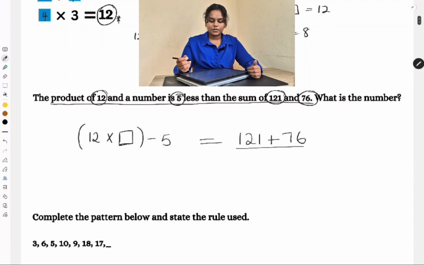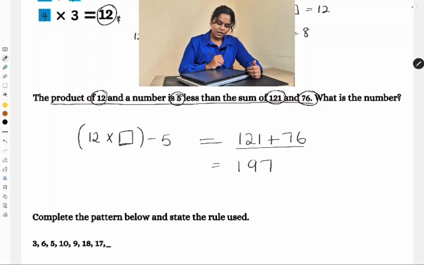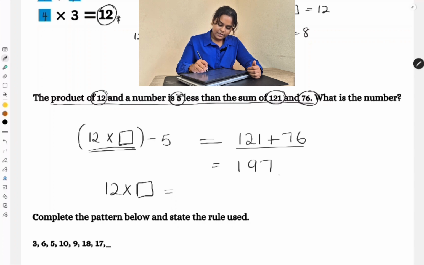So if we add 121 plus 76, which should give us 197, we'd be able to find the value here. So 12 multiplied by something minus 5 should give us 197. So if we minus 5 from 197, we would get the value of 12 by box. So 12 by box is equal to 197 minus 5, which is 192.